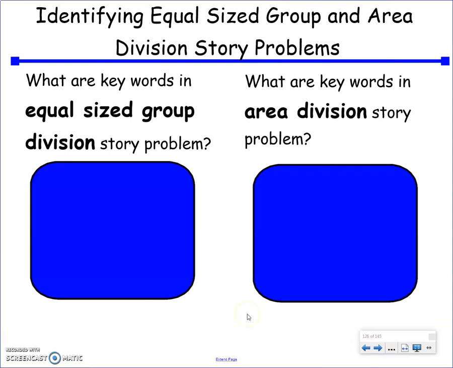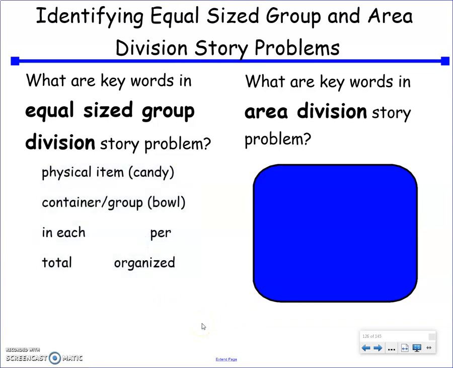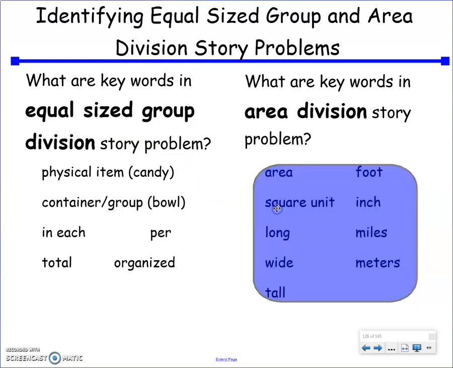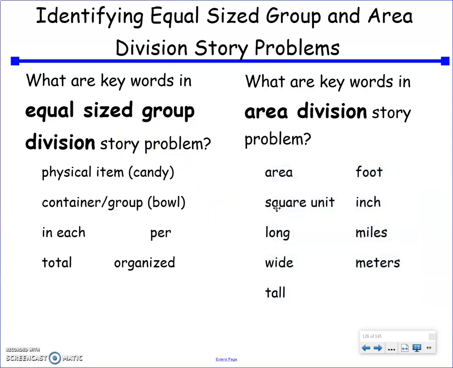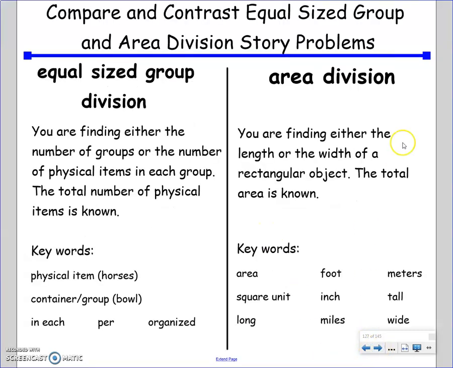What are some key words we would see that would help us identify an equal-sized group division story problem? Oh yes, an equal-sized group division story problem has some kind of candy in some kind of container or group, and we also see words like in each or per, and sometimes even equal. What keywords are in an area division problem? I agree. We might see the actual word area, and we'd certainly see some kind of square unit. We would see long and wide or sometimes tall, and also some kind of length like feet or inches or miles or meters.